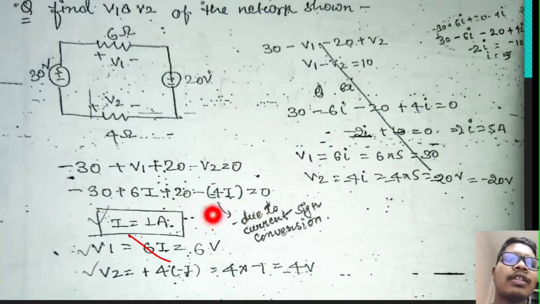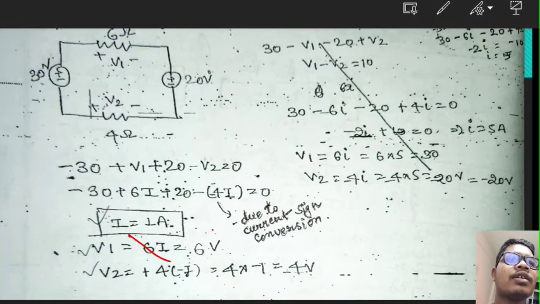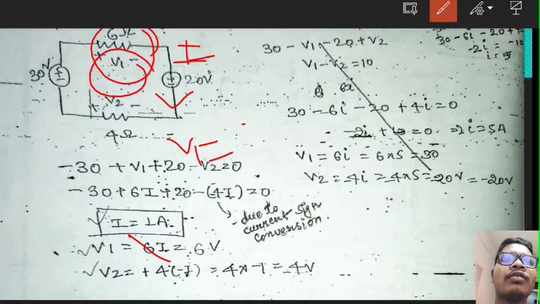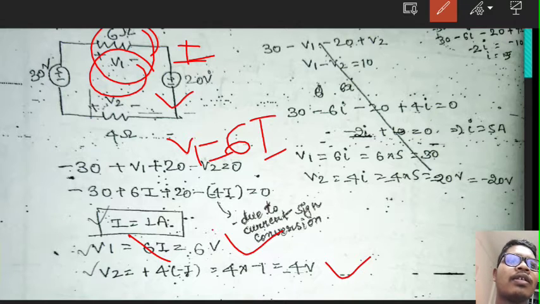So after calculating this, we will get I is equal to 1 ampere. So put here, if 1 ampere will be flowing over here, then V1 is equal to 6 into I. So 6 into 1 is equal to 6 volt. Like that, V2 is equal to 4 volt. Okay. So this is the answer.